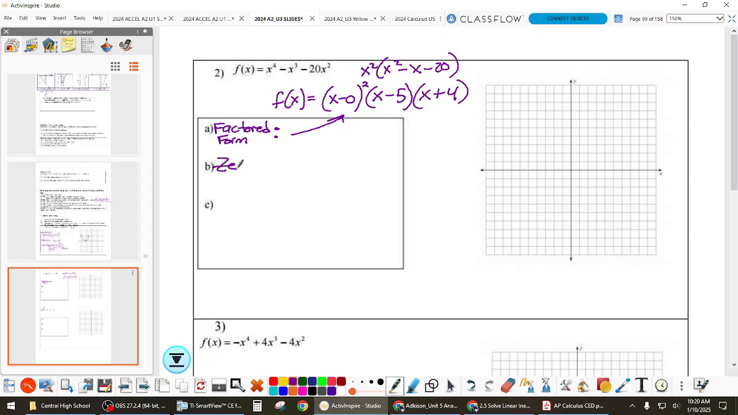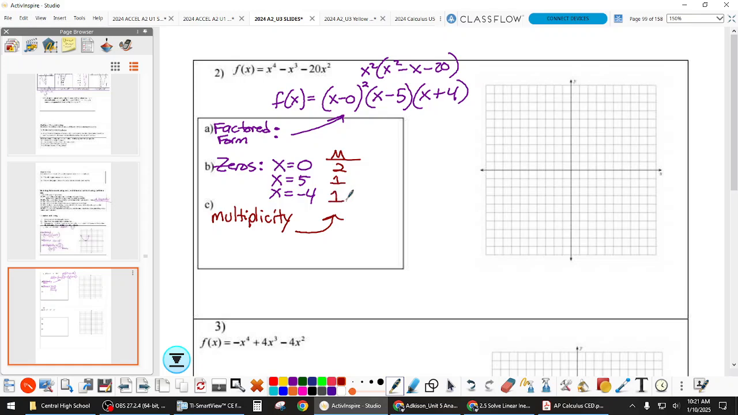Okay, what are our zeros? Negative 4, 5, and 0. X equals 0, x equals 5, x equals negative 4. Okay, multiplicity. This time we have 3 zeros, so we need to write the multiplicity of each one. What's the multiplicity of x equals 0? 2. Do you see how it shows up with the squared? So it's 2. How about the other 2? Just 1 each, right? They only show up once.